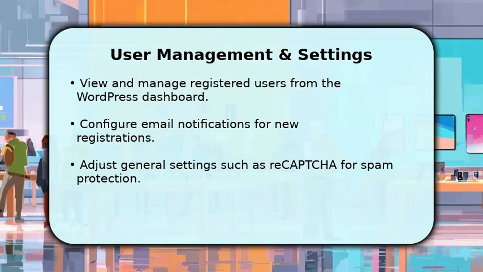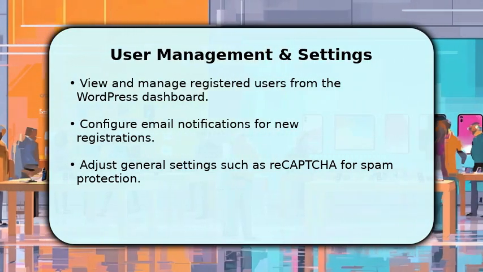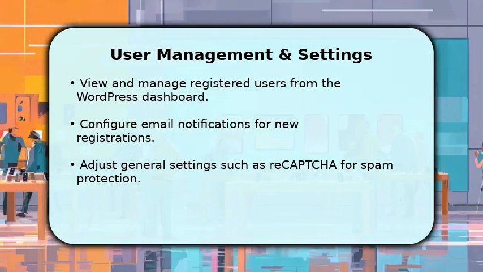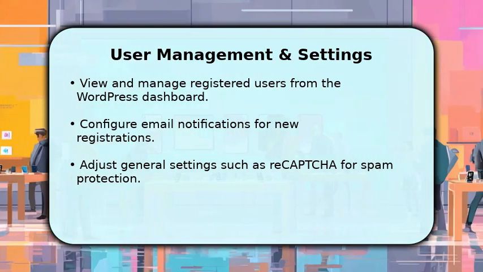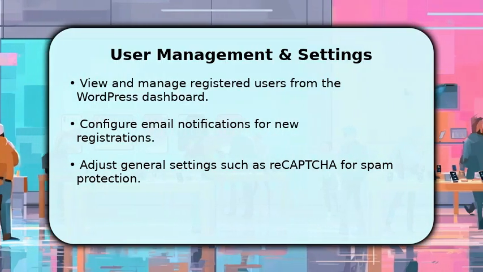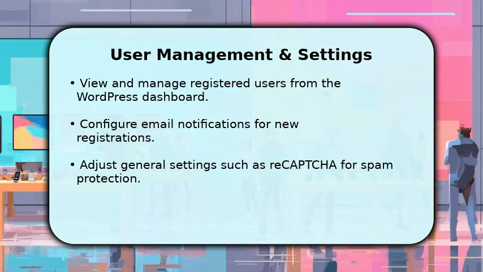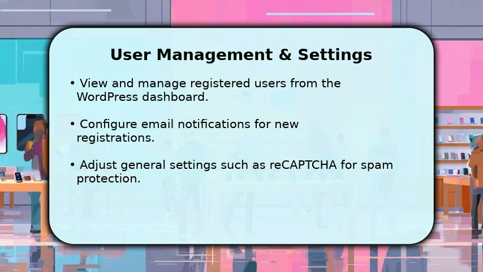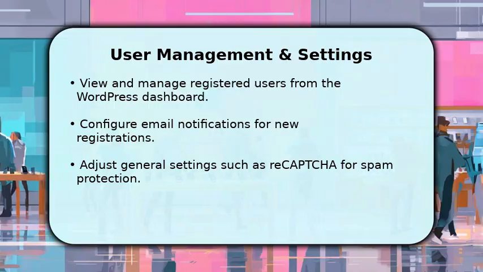Finally, let's look at managing your new users and plugin settings. You can view all registered users directly from your WordPress dashboard under the Users section. The plugin also allows you to configure email notifications, so you're always informed about new sign-ups. Don't forget to explore general settings for features like reCAPTCHA to prevent spam. You can also delve into advanced options, such as assigning specific user roles or setting up redirects after a successful login, giving you full control.